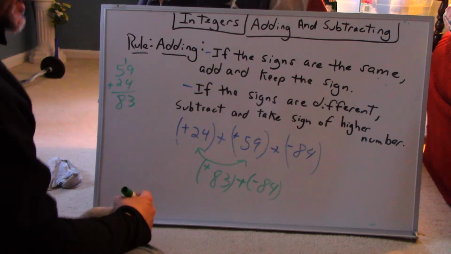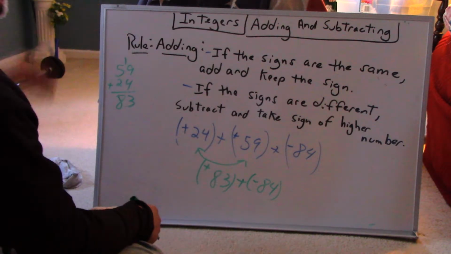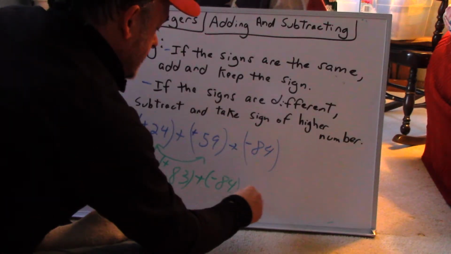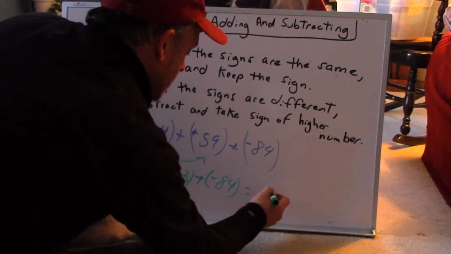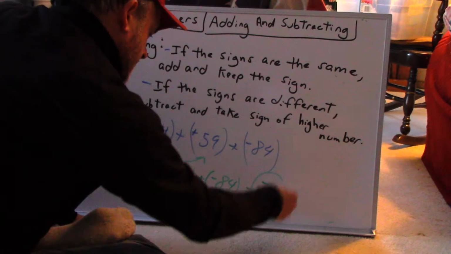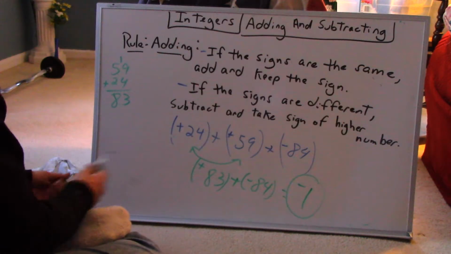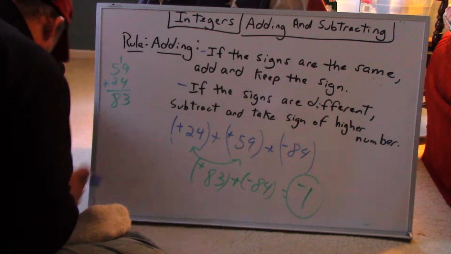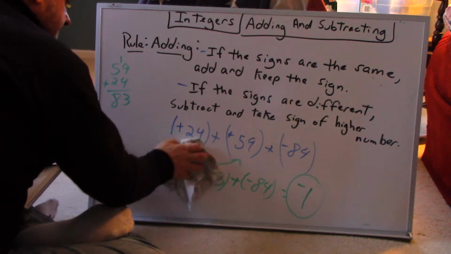And this is the second rule. If the signs are different, you subtract and take the sign of the higher number. And 84 minus 83 is 1. And the higher number is negative. So the whole big thing here is negative 1. That's it. Excuse me, really simple. Let's do another one.